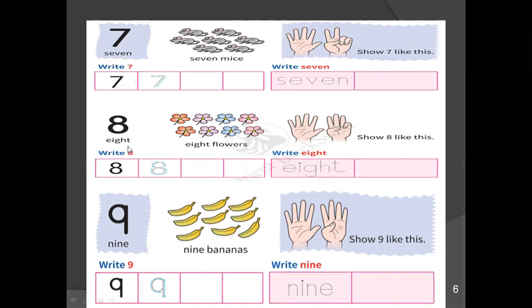Next. 8. E-I-G-H-T. 8. How many flowers? 1, 2, 3, 4, 5, 6, 7, 8. 8 flowers. So 8 you have to write here as numbers and the number name here. See how many fingers? 1, 2, 3, 4, 5, 6, 7, 8. Next, 9. N-I-N-E, 9. How many bananas are there? We will count. 1, 2, 3, 4, 5, 6, 7, 8, 9. 9 bananas. How many fingers? 1, 2, 3, 4, 5, 6, 7, 8, 9. 9 fingers. Same way you have to write number 9 here and the number name here. Okay.